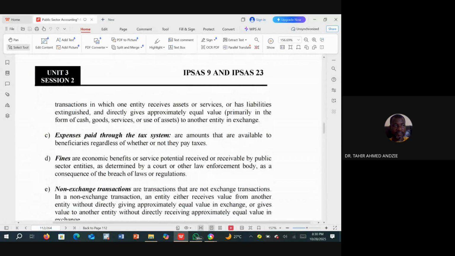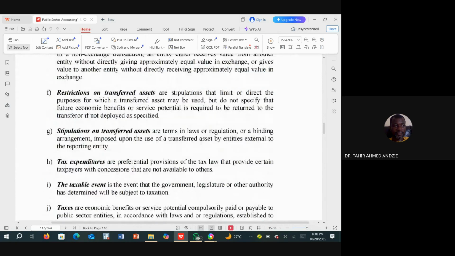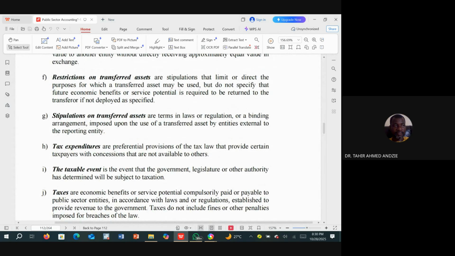But for restrictions on transfer asset, it is a stipulation that actually limits or directs the way or the purpose for which the transfer asset must be used, but it does not specify that the future economic benefit must be transferred to the transferor.